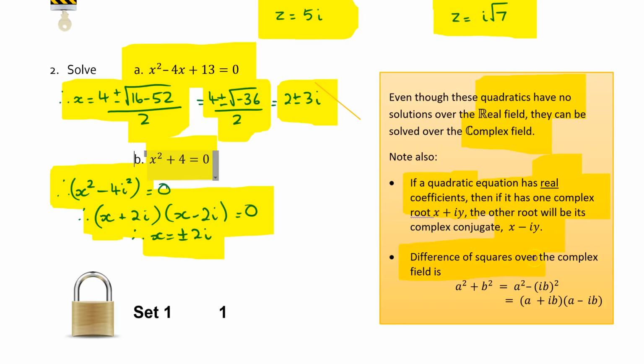Also notice that what we did with the difference of squares is a technique we have to become familiar with. So if we have a sum of squares, we can change it into a difference of squares using complex numbers. So that becomes a plus ib, a minus ib. Again, notice that those two are complex conjugates. So have a go now at number 1 in set 1.